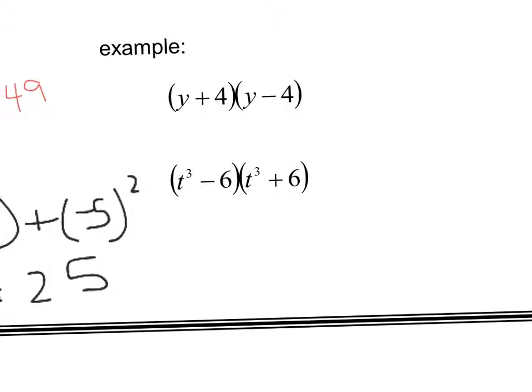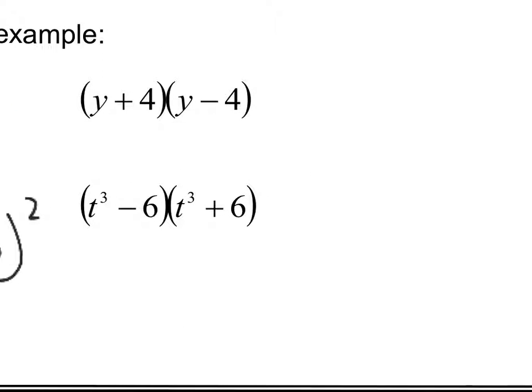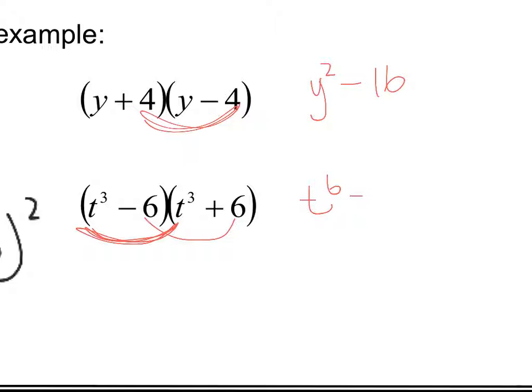So this example would be a squared, which is the first term squared, so y squared, minus the last term multiplied by the last term, or the last term squared, so it's minus 16. The second example is t cubed times t cubed is t to the 6. Remember, we add the exponents, and then minus 6 times 6, which is 36. And you can FOIL it out too to prove that's why, but I'm just using the rule.